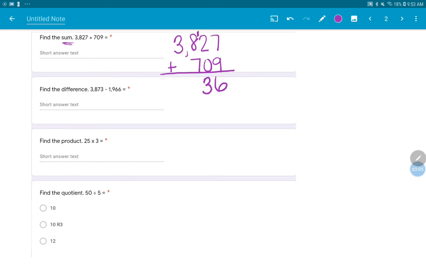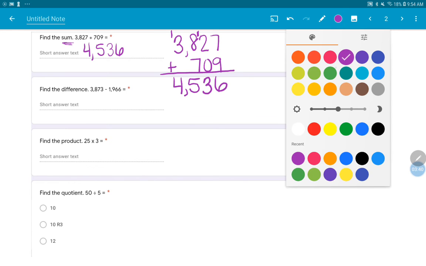Then I need to go to the hundreds place value. 8 plus 7 is 14. Count again. 7 plus 7 is 14. So 8 plus 7 is 15. So I'm going to write down the 5 and regroup the 1. And then I have 1 plus 3 is 4. So the correct answer is 4,536.